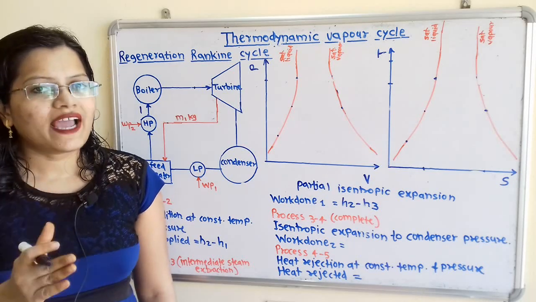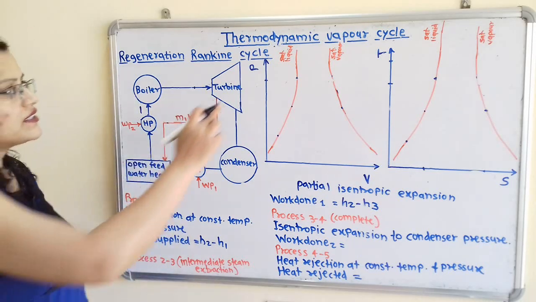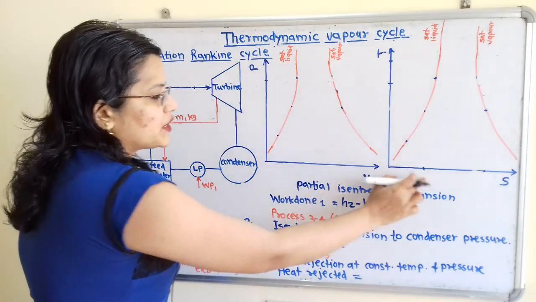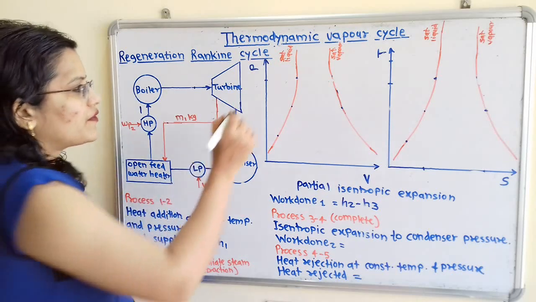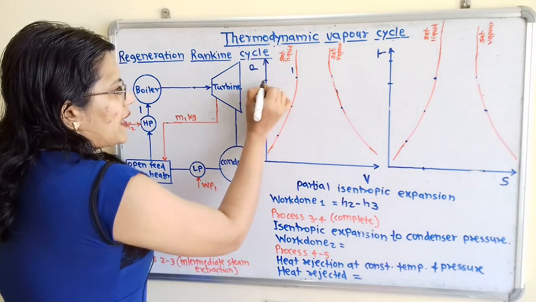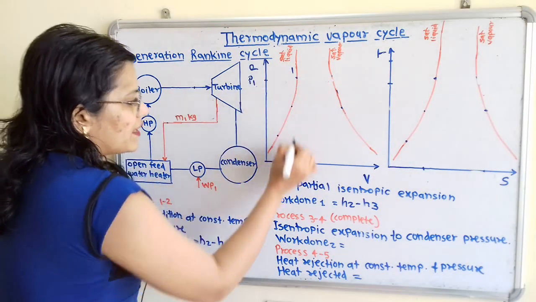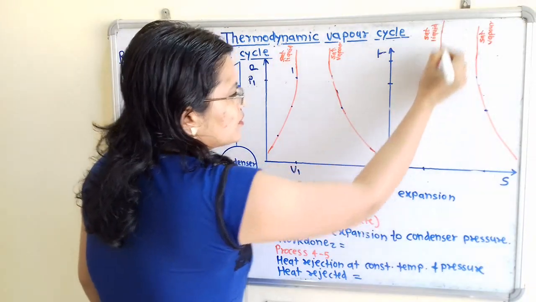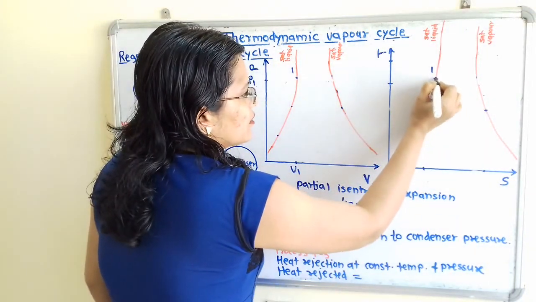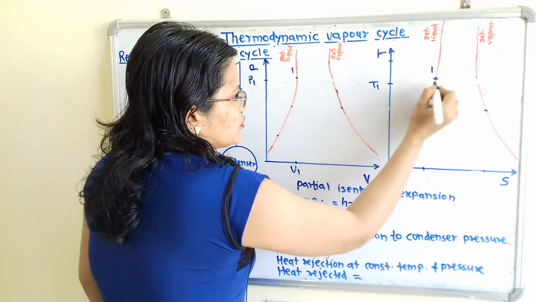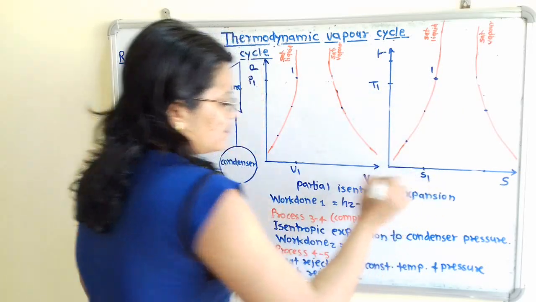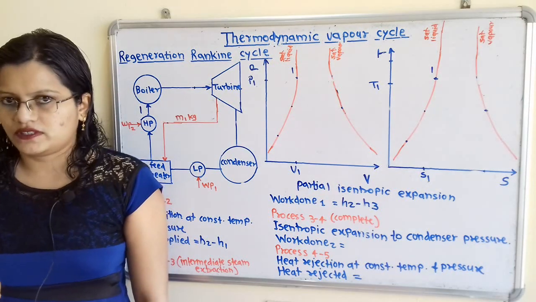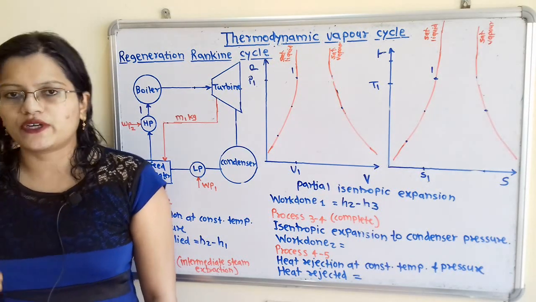That is, we have to show point 1 on the saturated liquid line for this pressure, volume and temperature entropy diagram. So we will select here point 1 at pressure P1 and here is volume V1, and here also on the saturated liquid line I will select point 1 at temperature T1 and entropy S1. Now we will move to the different processes. So what is the process 1 to 2?